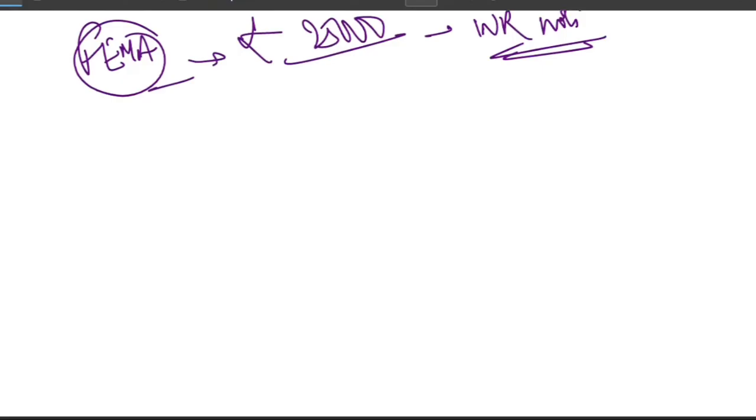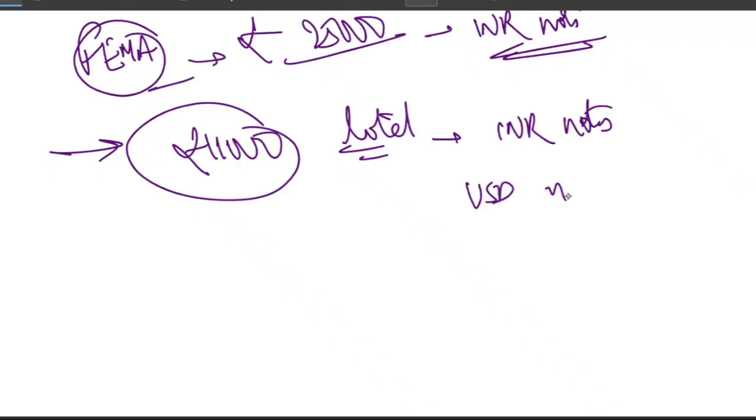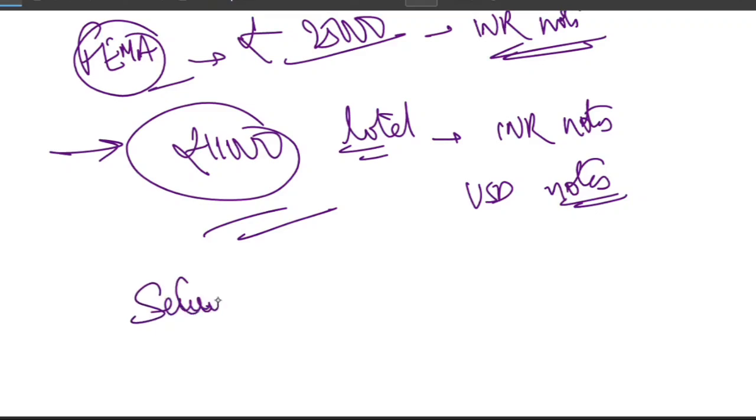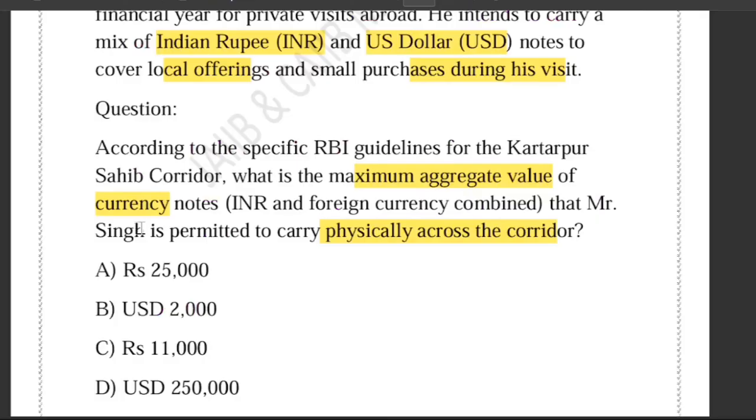RBI has issued a special restriction that a pilgrim can physically carry up to 11,000 rupees total. This includes INR notes, USD notes, and any other foreign currency notes. So even if Gurdeep carries USD plus INR combined, the total value cannot exceed 11,000 rupees. Why is this rule there? This rule is for maintaining security, for regulated movement, and for prevention of misuse, because the visit is only a day trip, no stay. That's why the correct answer is 11,000 rupees, Indian rupees plus dollars combined.